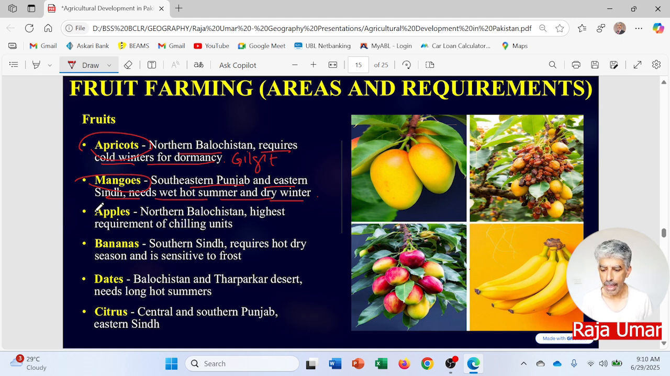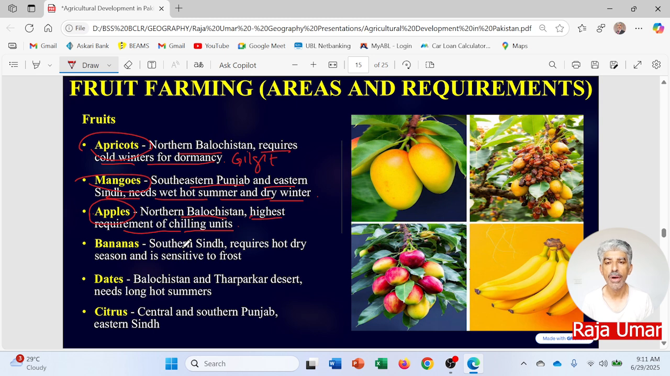So apples, again northern Balochistan, in the north of Quetta Valley, Ziarat, Kila Abdullah, and then the highest requirement of chilling units. I mean the chilling units where the cold storages are, and the businesses that buy these apples from the farmers and store them in those cold storages for months, and then slowly and gradually they are supplied into the market.